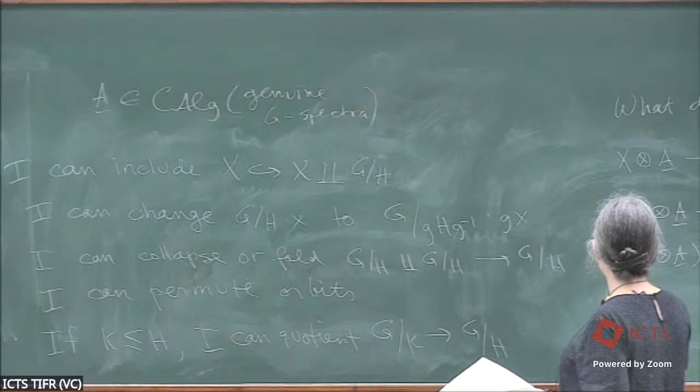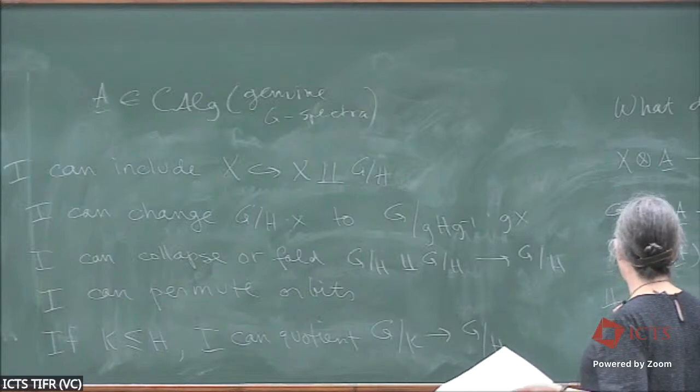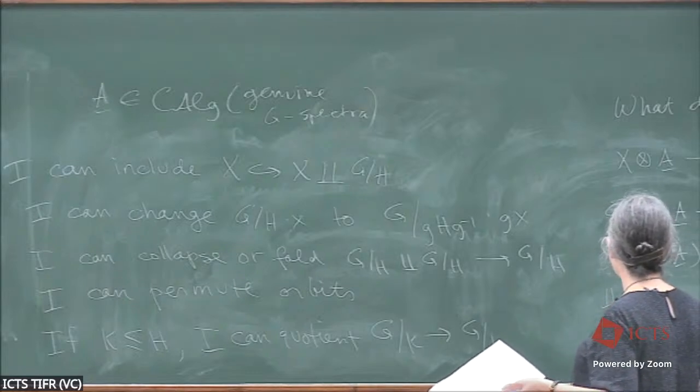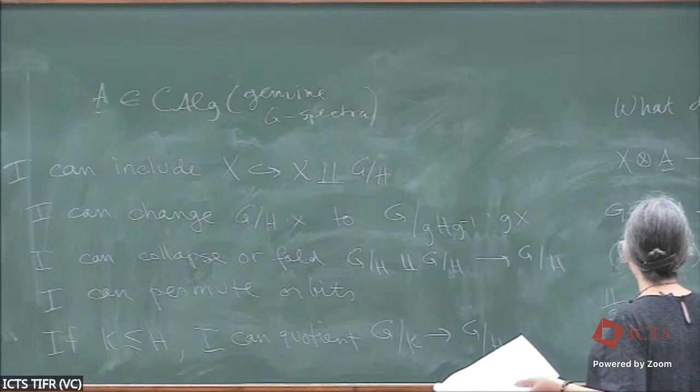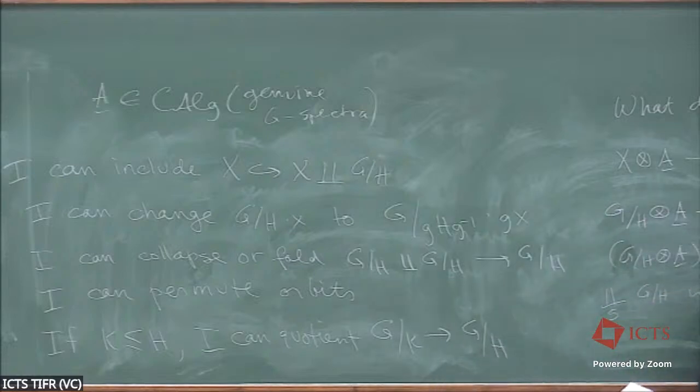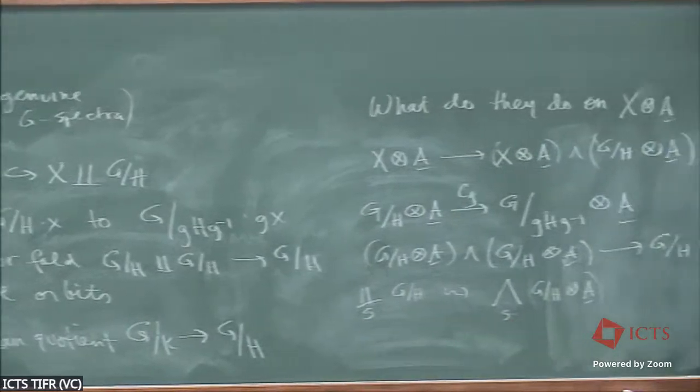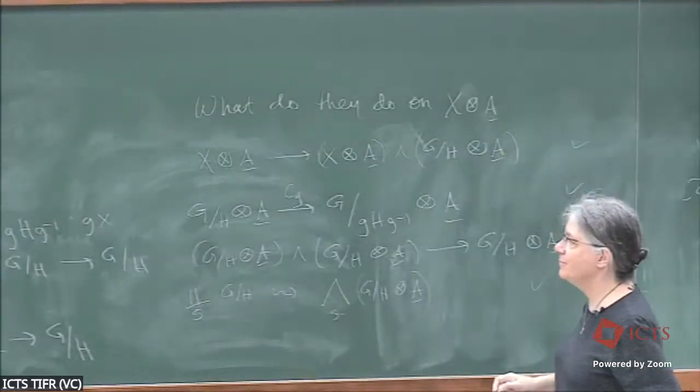So I have a disjoint union over some set S of G mod H's. And to it, I associate smash over S of G mod H tensor A. So I want to permute the order here. I permute the order here. So these were all just so easy. They use the structure I had.